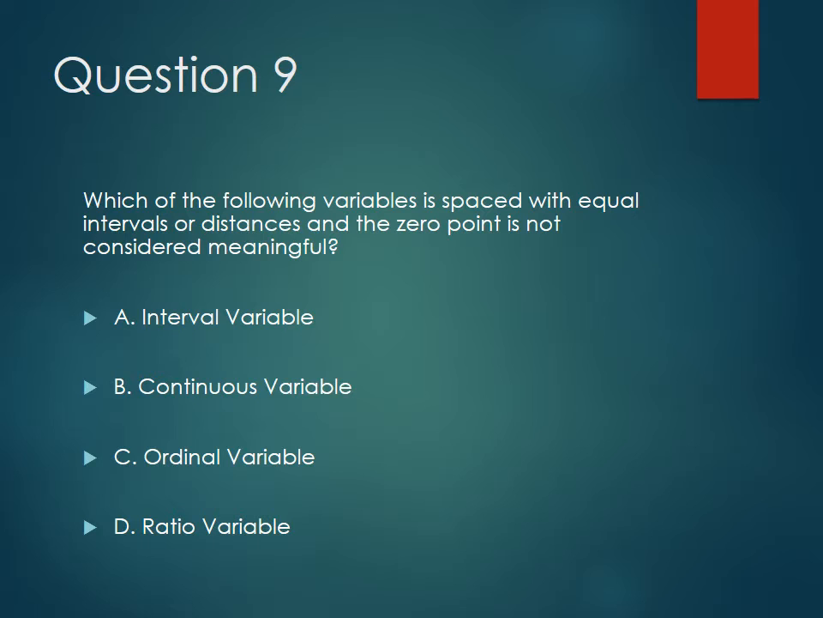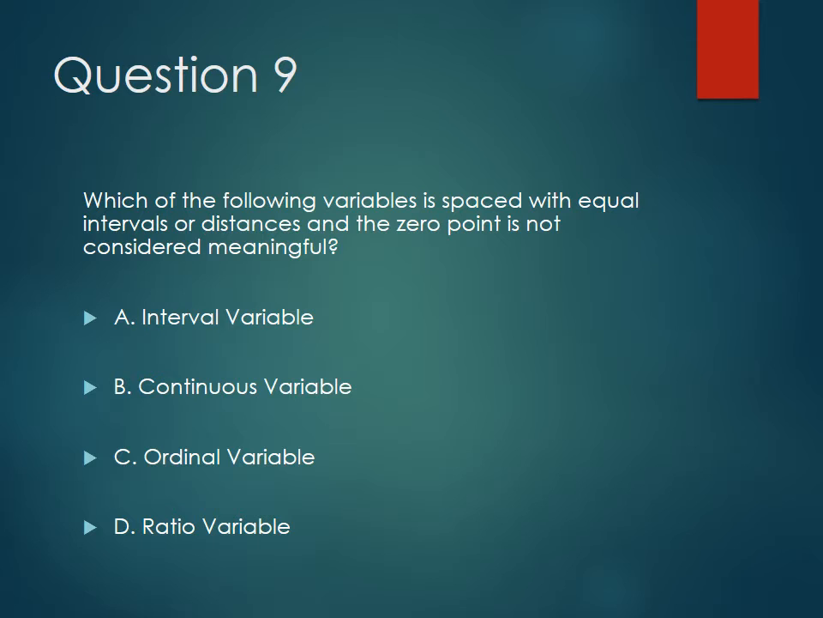Is it a continuous variable? This one's kind of a trick one. This one I did not intend to do that, but it is what it is. So it is a continuous variable, but what type of continuous variable is it? Because again, interval and ratio are kind of a subset of continuous variables. I think it's a ratio. The 0 point is not considered meaningful.